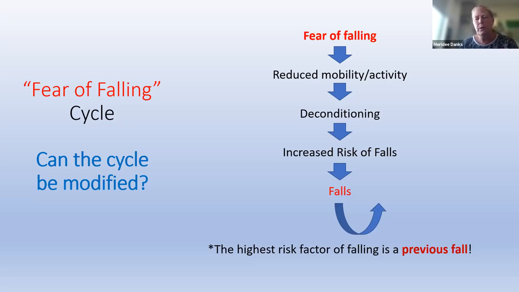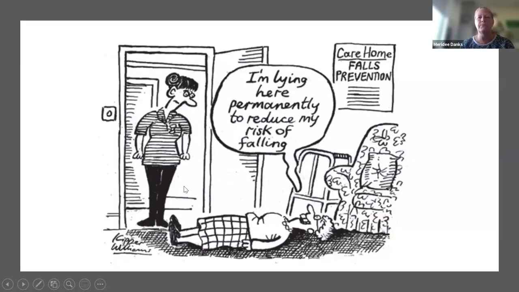So when we look to disrupt the cycle or to modify it, we have to introduce that person back into gradually increasing their mobility, challenging their mobility, increasing their strength, their endurance, and decreasing that risk of falling.